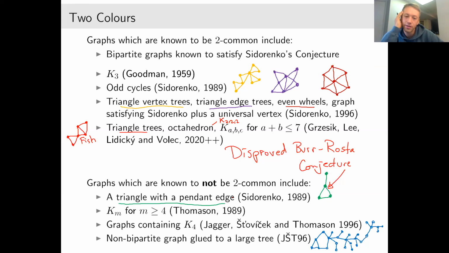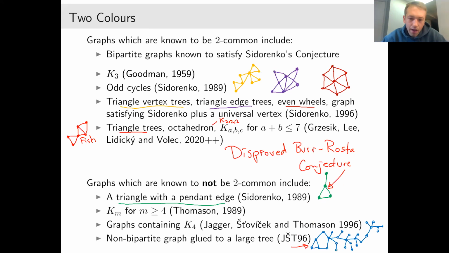And also another interesting thing that they proved in the same paper is that if you take any non-bipartite graph and you glue to it a very large tree, where the size of the tree depends on the graph you're gluing it to, then if the tree is sufficiently large, the graph that you get from that is not 2-common. Again, it doesn't matter which tree you add. It can be a path, it can be a star, it can be something in between, it doesn't matter. So graphs kind of looking like this one in the corner.